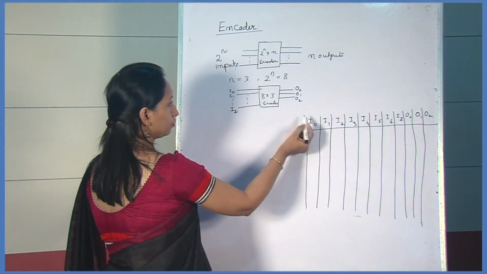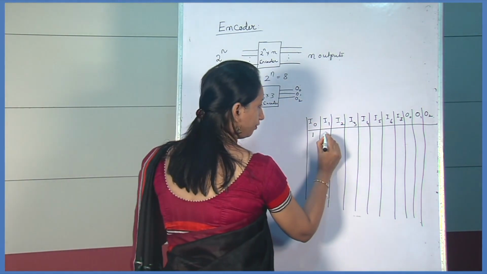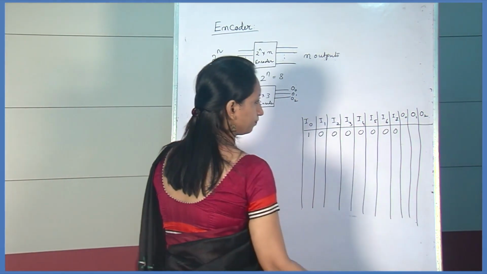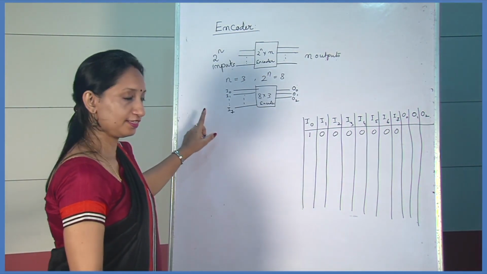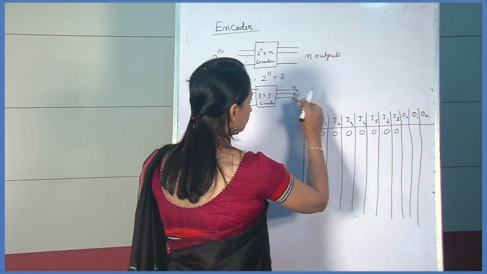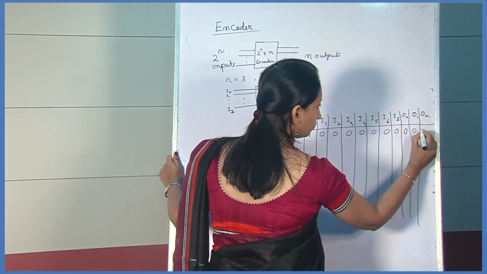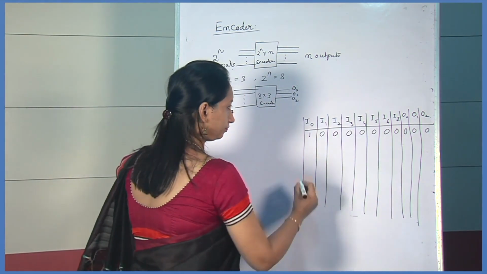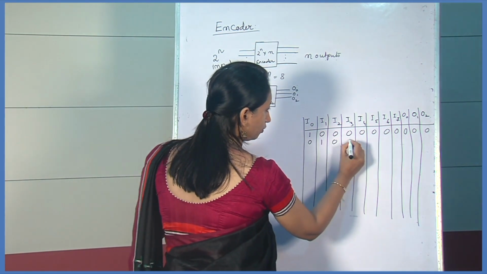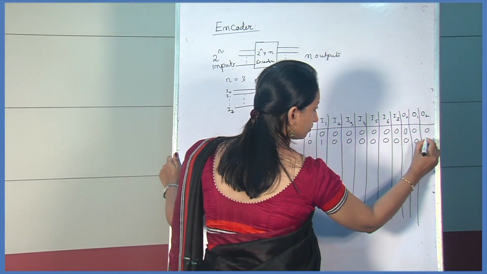So first, suppose the first input is high, that means 1 is applied to the first input and the rest of the inputs are 0. So in case of an encoder, at a time only one input is high. Then what will be the outputs? This output will be 0, 0, 0. Then for the next input 1, rest of the inputs are 0. Output is.